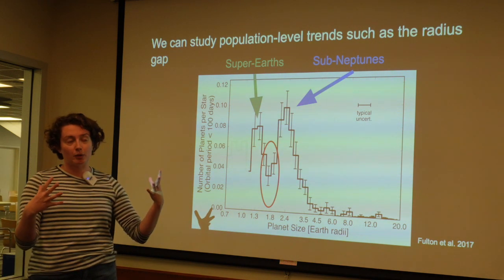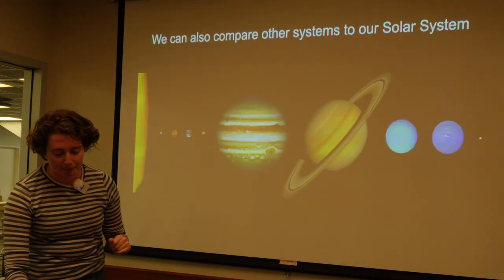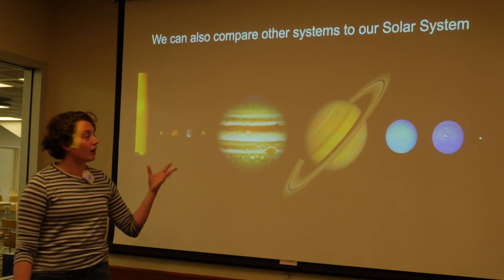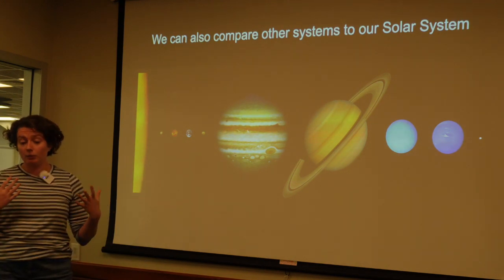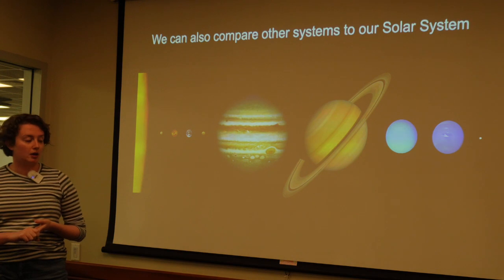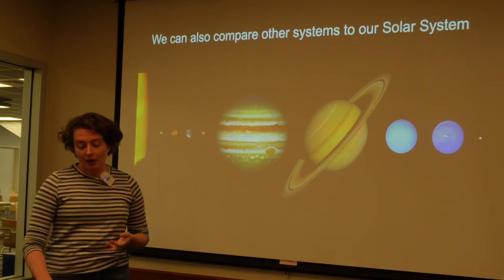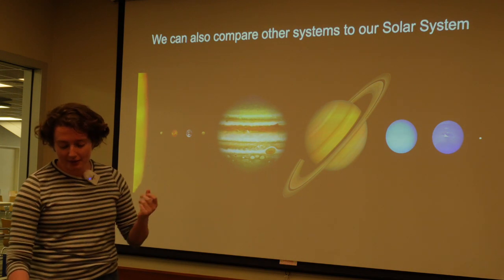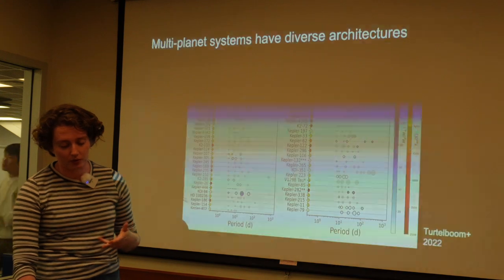And so by looking at these population-level trends, we can start probing not only the state of the planet population as we observe it now, but how it may have been when these planets were forming. We can also compare other planetary systems to our own solar system. It appears that most exoplanets are in multi-planet systems. And then we can compare these systems as systems rather than just individual planets to our own solar system.